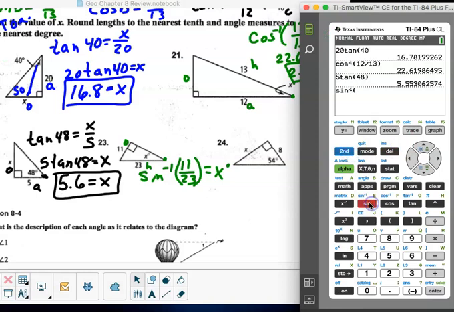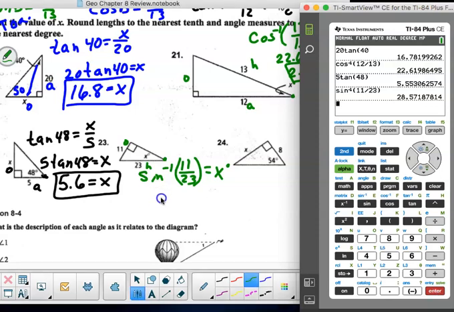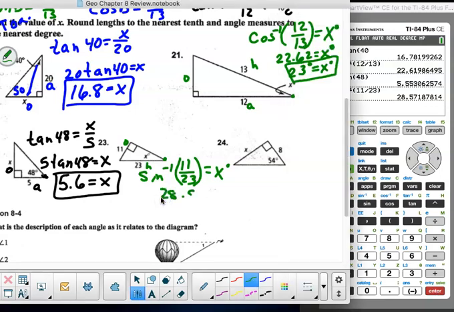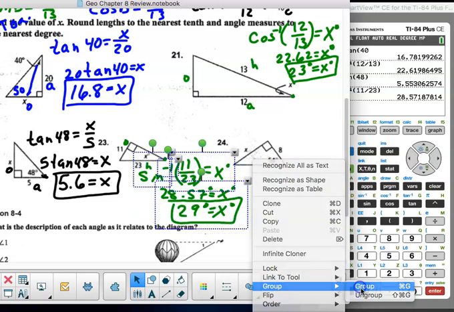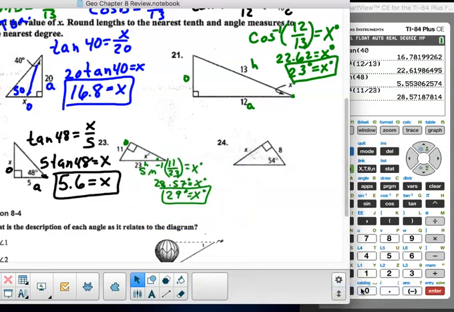Second inverse, 11 divided by 23. 28.57, but remember, I'm supposed to round to the nearest. So this is 28.57 degrees, but I'm supposed to round the nearest degree, which is 29 degrees. Okay, kind of encroaching on this problem, so we're going to make it a little smaller. Squeak that in there.